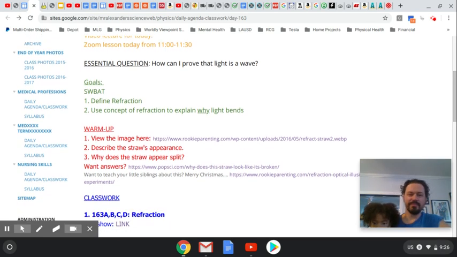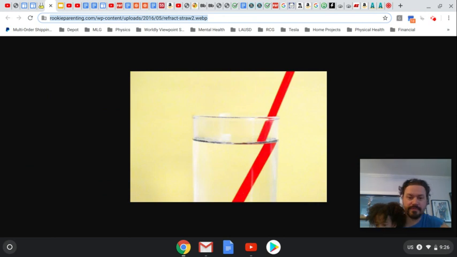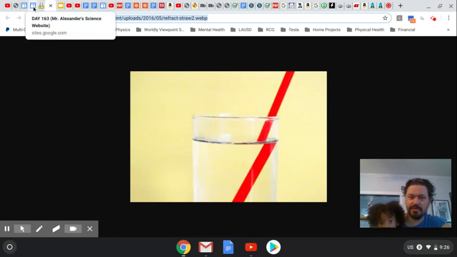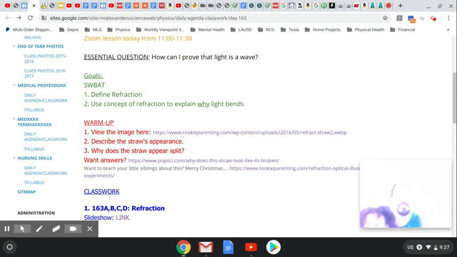All right. For your warm up, I want you to take a look at this image right here. Okay. Luna, what's in that picture? A cup and a straw. A straw. And does the straw look like it's in one piece, or does it look broken? It looks broken. Is it broken? No, it's not. So, describe its appearance. Say why you think the straw appears split, and then come back and we will answer.